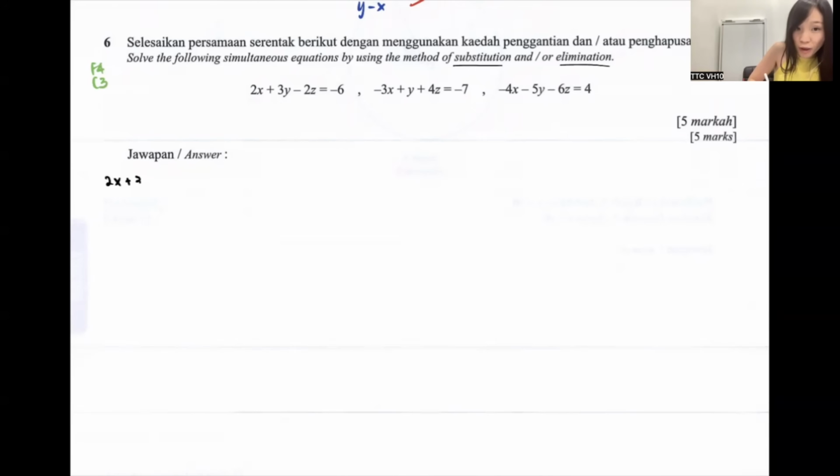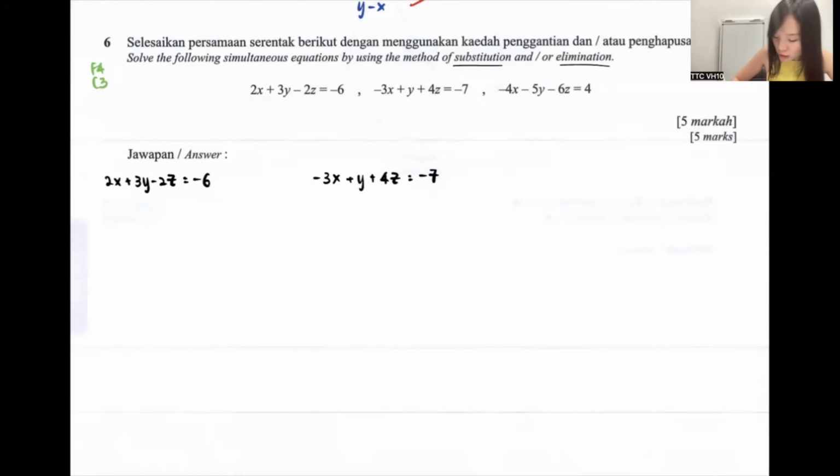So first one, 2x plus 3y minus 2z equals negative 6. I think this is the first information. Negative 3x plus y plus 4z equals negative 7. And negative 4x minus 5y minus 6z equals 4.